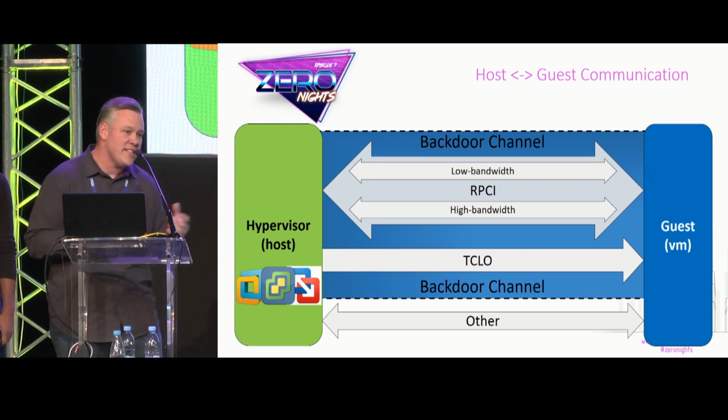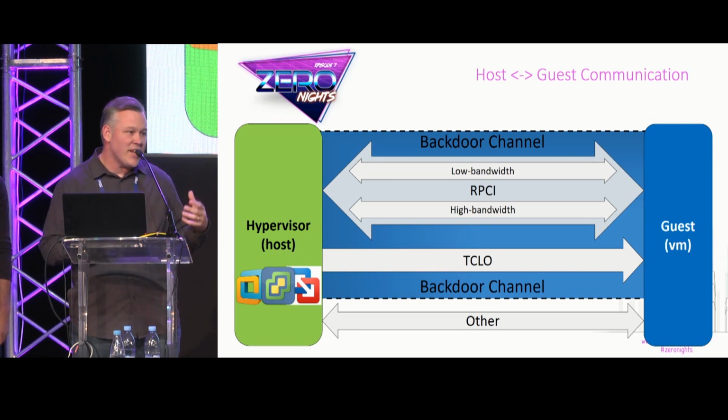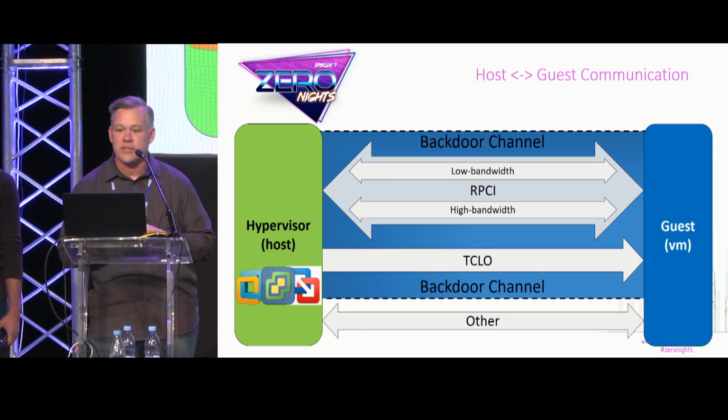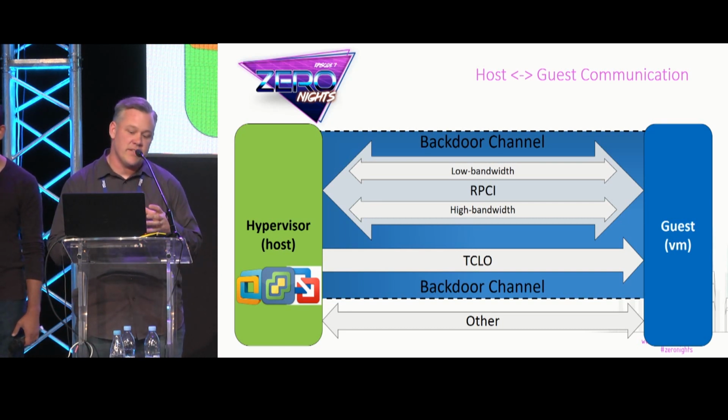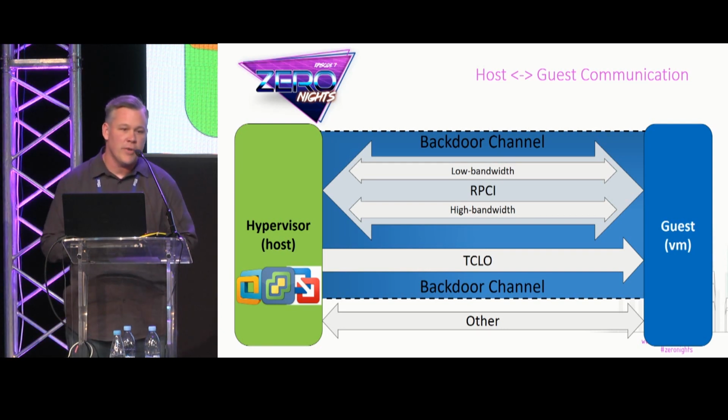There's something called TCLO, which is actually used for host to guest communication, but as an attacker, we're looking for something that goes from guest to host, so we can break out into the underlying host operating system. And the RPC is what we're looking at here. There are two modes of communication with that: the low bandwidth mode for transferring small amounts of data, and the high bandwidth mode for transferring large amounts of data back and forth.